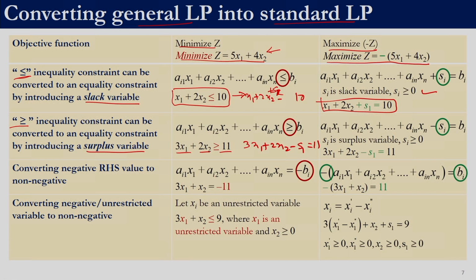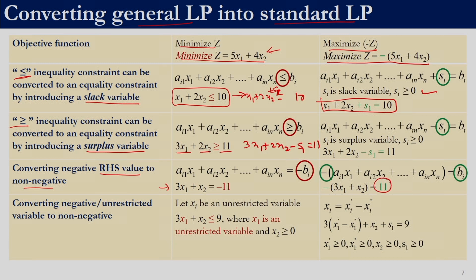One other requirement which we had was that the right hand side value of the equation should be non-negative. So, for example, if we have 3x1 plus x2 equal to minus 11, then what we can do is multiply by a minus sign on both the sides, so that the right hand side becomes a positive value.